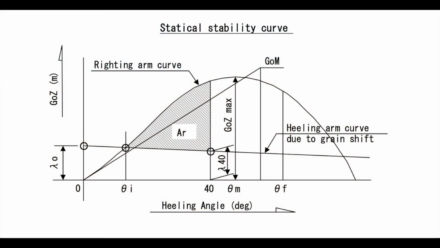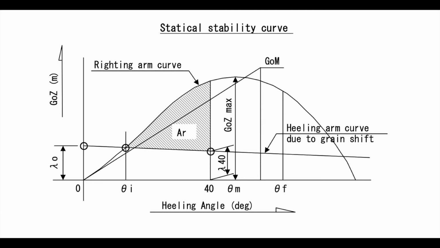This table shows the allowable maximum heeling moment due to shift of grain which satisfies the following conditions. 1. The angle of heel due to the shift of grain, theta I, shall be not greater than 12 degrees or the angle at which the deck edge is immersed, whichever is the lesser. 2. The net or residual area, A R, between the heeling arm curve and righting arm curve, up to the angle of heel of maximum difference between the ordinates of the two curves, theta M, or 40 degrees, or the angle of flooding, theta F, whichever is the least, shall be not less than 0.075 meter radians.